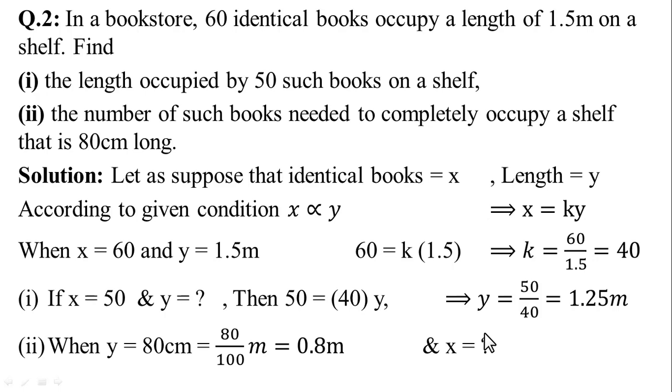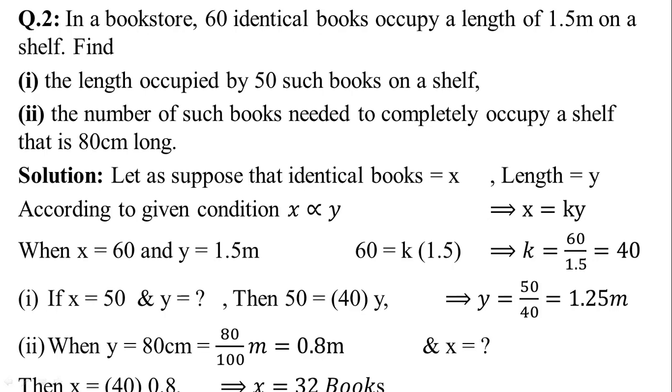In the next part, the length is given but in centimeter. So first of all, we convert the length into meter. When y is equal to 80 centimeter, change centimeter into meter by dividing by 100. So 80 divided by 100 is equal to 0.8 meter. So the value of length y is equal to 0.8 meter and x is equal to question mark. So put in the given equation x is equal to ky, then x is equal to the value of k, 40, and y is 0.8.